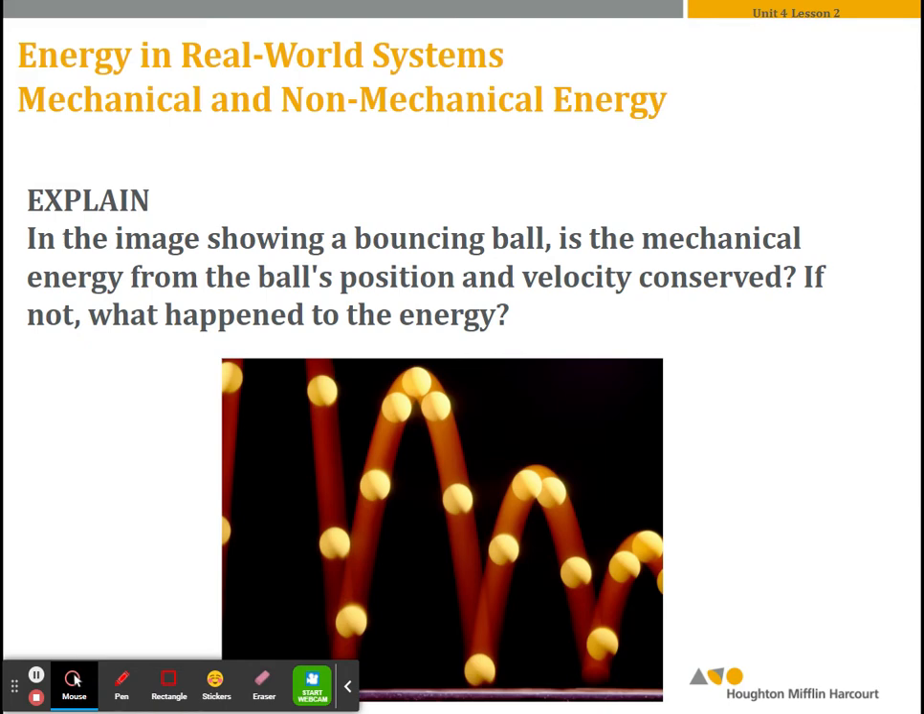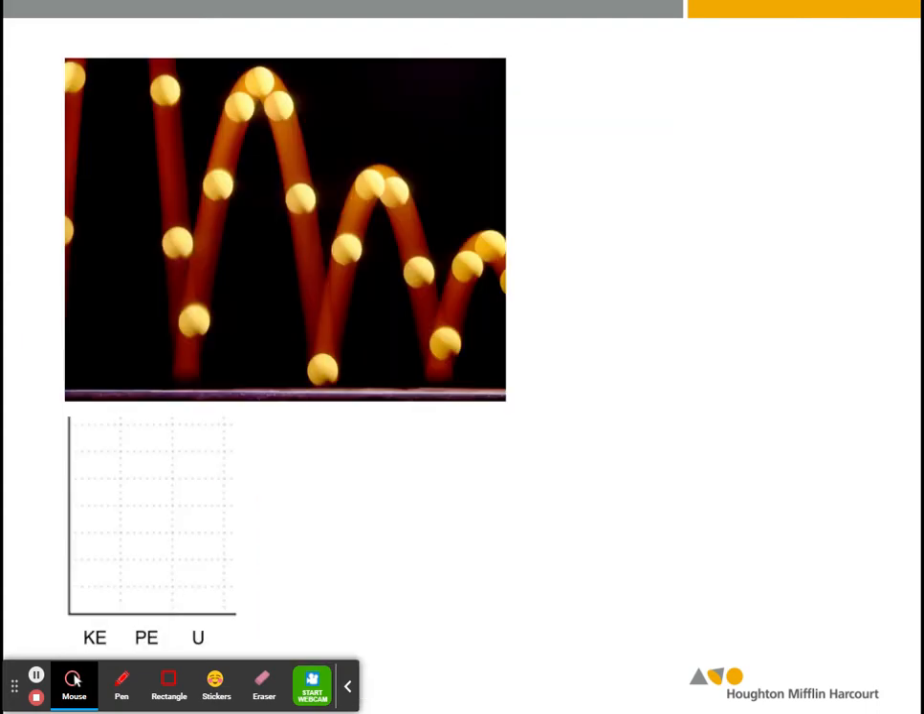Well, we know that energy is conserved. Okay, that is a law. Energy is conserved. But is mechanical energy conserved? And the answer is no. Some of it changes into non-mechanical energy. Here we see a bouncing ball, the same bouncing ball.